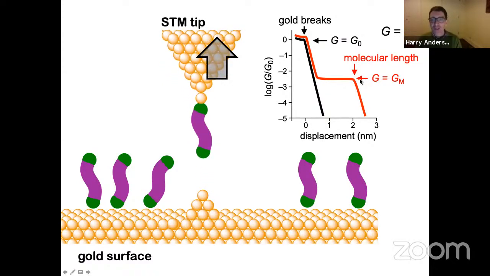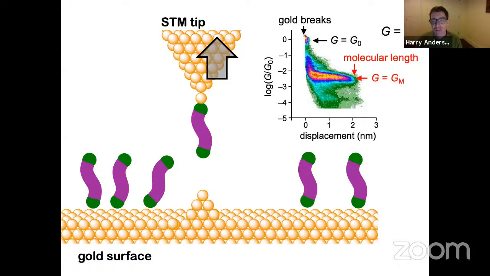So from that plateau, you can get an estimate of the molecular length, the length at which it breaks off, and also the single molecule conductance. Now, every time you do this experiment, you get a slightly different trace because the molecule can be in a slightly different arrangement. So you have to do it hundreds or even thousands of times to get a statistically significant result. And that looks like a histogram like this, where you can see over many traces, you get a probability density here representing the plateau. And from that, you can measure the conductance of a single molecule quite accurately.